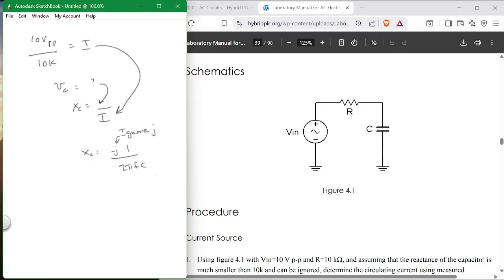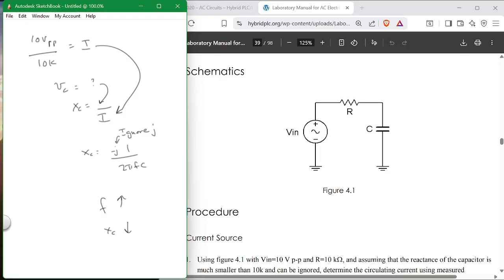Okay, so you pick a C, it's a constant, but the F, as you go up, what happens to the value of the reactance? As F goes up, X sub C goes down. Easy, okay? Does that make sense? That's the key to this whole thing.